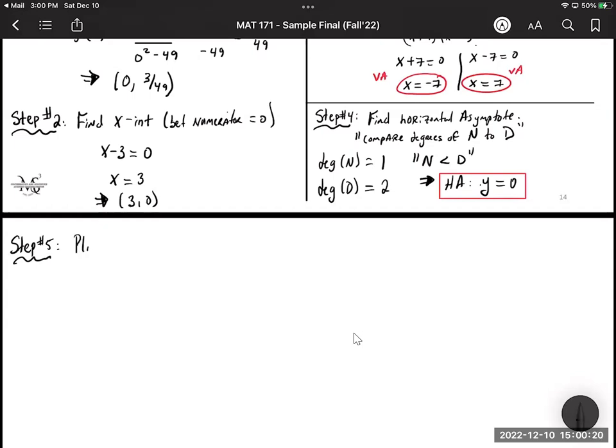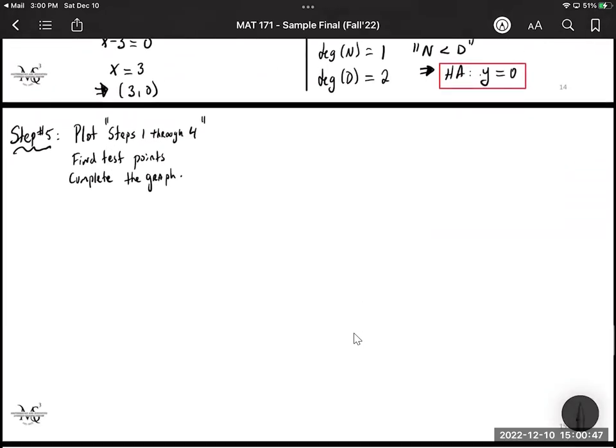Okay, so step 5 is where we plot steps 1 through 4 and find some test points, then complete the graph. All right, so check this out. What I'll do is I'll do the graph on this side, on the right. Let's say that's my y-axis. And of course, here's my x-axis.